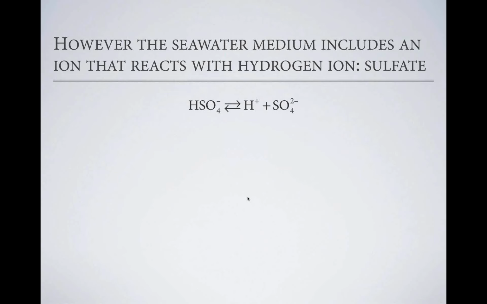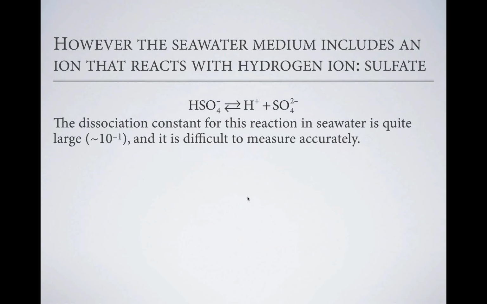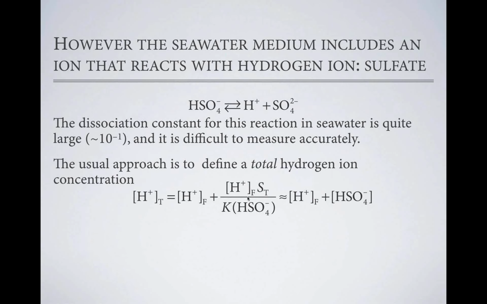Sulfate ion. Sulfate ion reacts with hydrogen ion, but it was also one of your medium species. It's actually about 3 millimolar in seawater. It's also got a large dissociation constant, and so it's a difficult dissociation constant to measure accurately. The approach that was taken was to define this total hydrogen ion concentration, where the total hydrogen ion concentration is the sum of two terms: the free hydrogen ion, that is, the hydrogen ion that's not reactive with sulfate, and an estimate of what's reacting with sulfate.